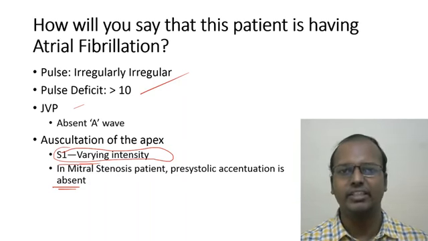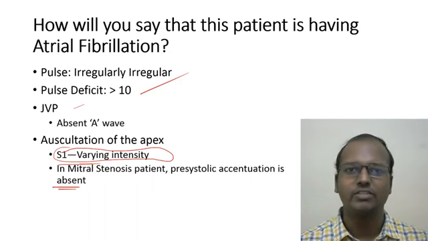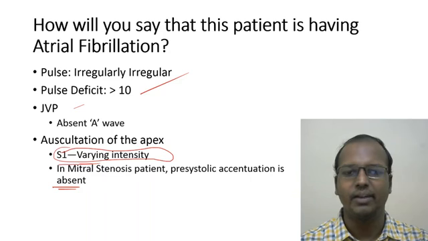So that atrial contraction, the brisk atrial kick. Atrial contraction is also called atrial kick, which will be impaired in a patient with atrial fibrillation. So what are the ECG findings of atrial fibrillation?